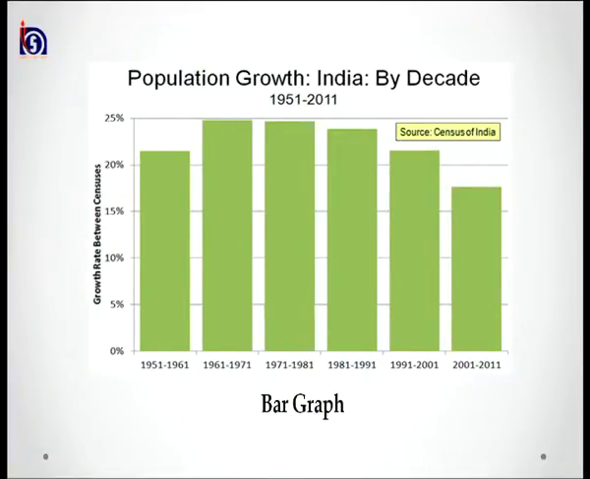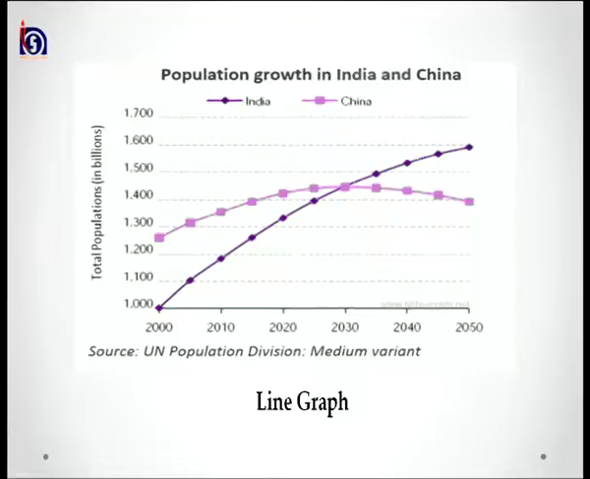Now coming to the examples of different graphs on your screen, there is an example of a bar graph which is showing the population growth in India by decade. It is a simple kind of bar graph. On the x-axis it is showing the year, and on the y-axis it is showing the percentage growth in the total population of India. Now we also have a line graph on your screen. The line graph is also showing the population growth in India, but in absolute terms.